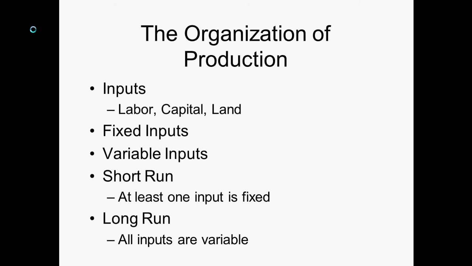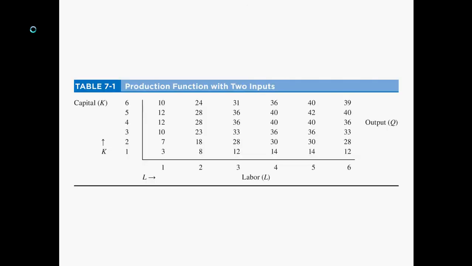And so when we're looking at the short run, that means there's at least one input that's fixed. In the long run, all inputs are variable. So that's the distinction we make between the short run and the long run. We don't necessarily define what period that is, but you have different kinds of ways of analyzing the problem.